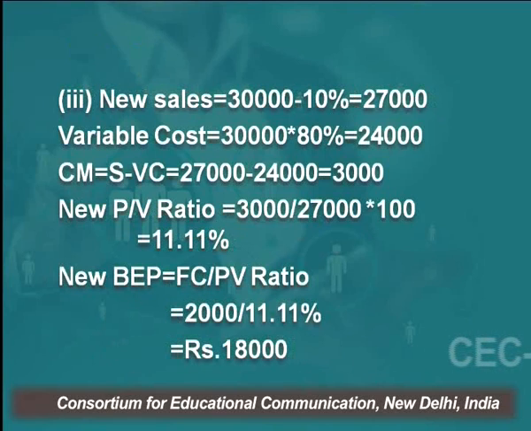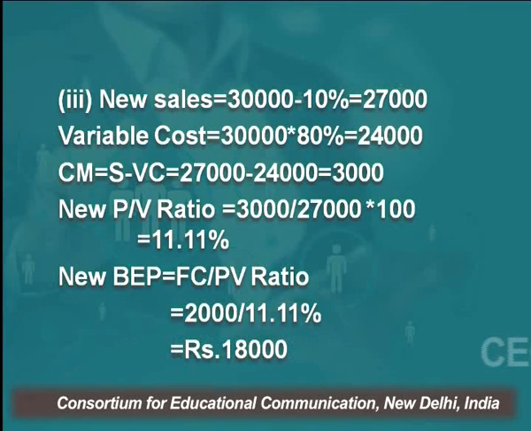Now the third aspect in this example is that if the selling price is reduced by 10%, right, what will be the new break-even point? So if the selling price is reduced by 10%, means if the firm was selling goods for 30,000 rupees and if you reduce the selling price by 10%, it means 10% of 30,000 comes to be 3,000. So 30,000 minus 3,000 comes to be 27,000. So new sales level is 27,000.